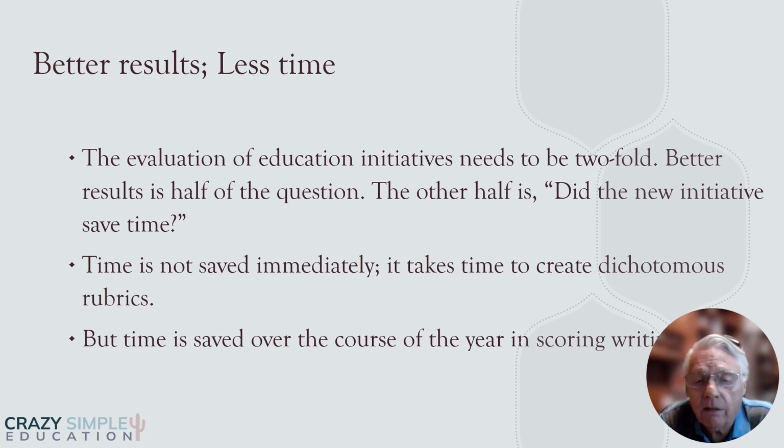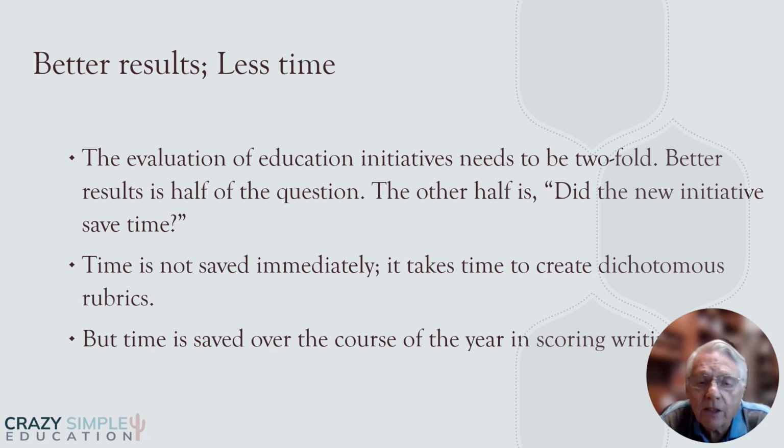It's common knowledge that publishers tripled the amount of time for reading in the elementary school and said they got better results. Well, they may have gotten better results, but that's not the question. How do we get better results in less time? Did the new initiative save time?